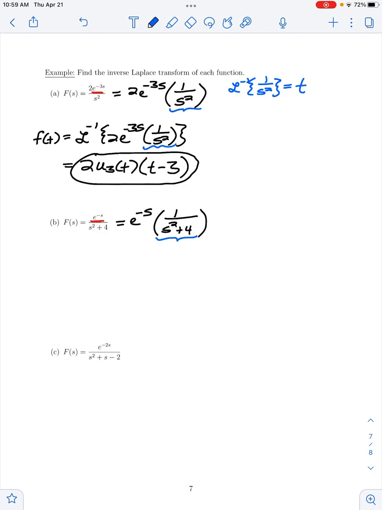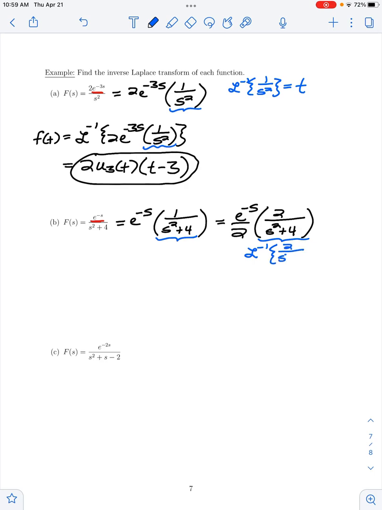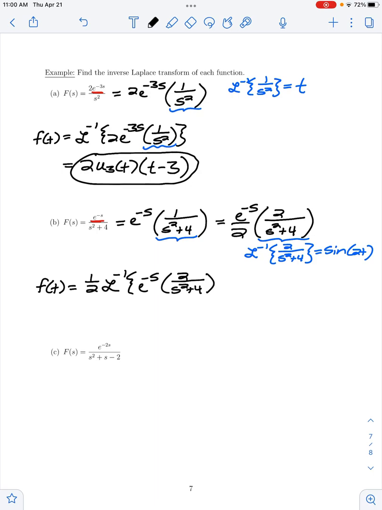Here I have 1 over s squared plus 4, which I can rewrite as 2 over s squared plus 4 times a factor of 1/2. And now the inverse transform of this expression, 2 over s squared plus 4, from our Laplace table is sine of 2t. So by using my new theorem, when I'm taking this inverse transform, I'm going to have half the inverse transform of e to the negative s times 2 over s squared plus 4.